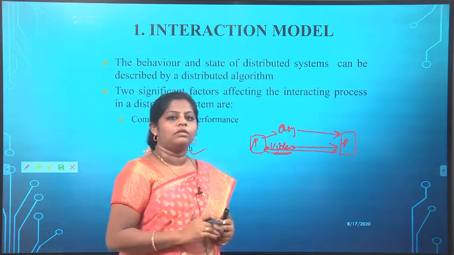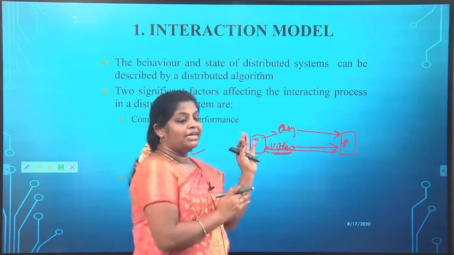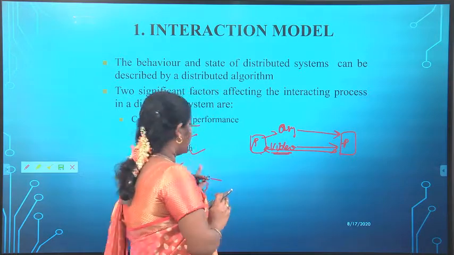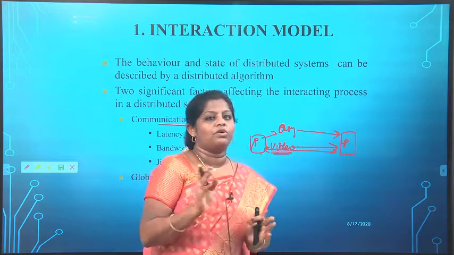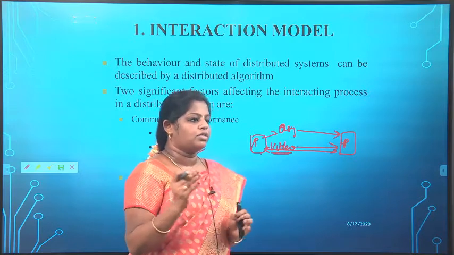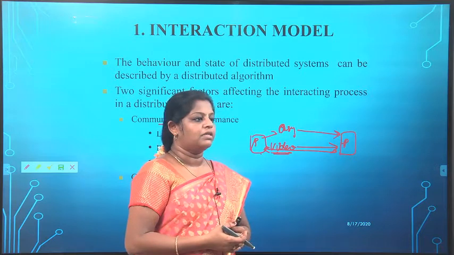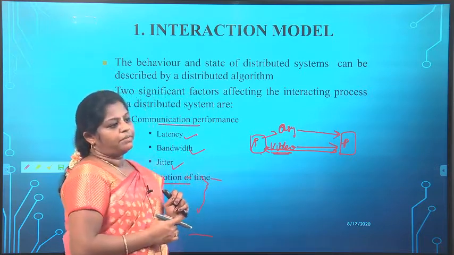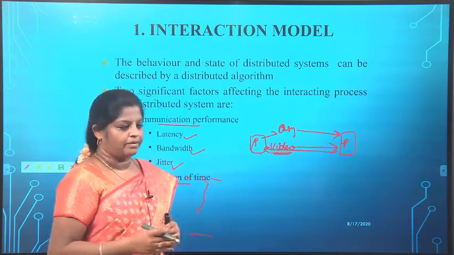Bandwidth is the total amount of information that can be transmitted over a network in a given time. So the first one is latency, and the second one is bandwidth, which is nothing but the total amount of information that can be transmitted in a time period. Okay. The communication channels using the same network share the available bandwidth. Next one is jitter. Jitter is the variation in the time taken to deliver a series of messages. It is very relevant to multimedia data.